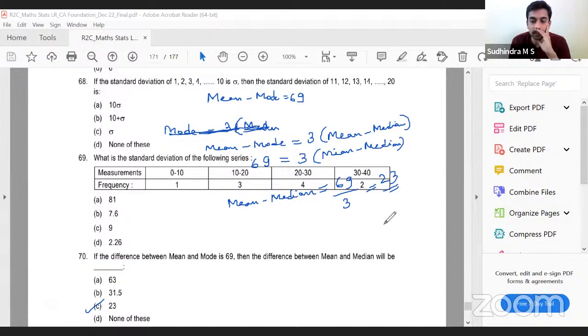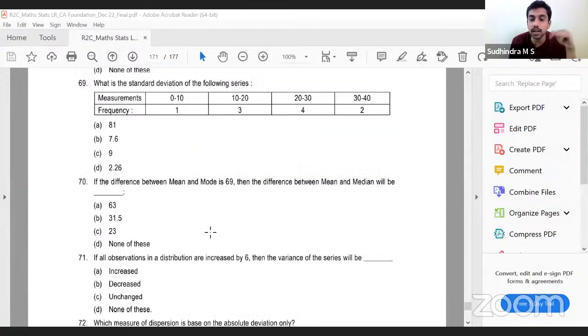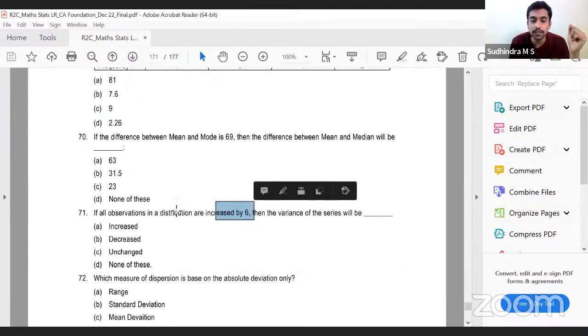69 divided by 3, which is 23. Next one. If all the observations in a distribution are increased by 6, variance of the series will be unchanged. Plus change of origin doesn't get affected.